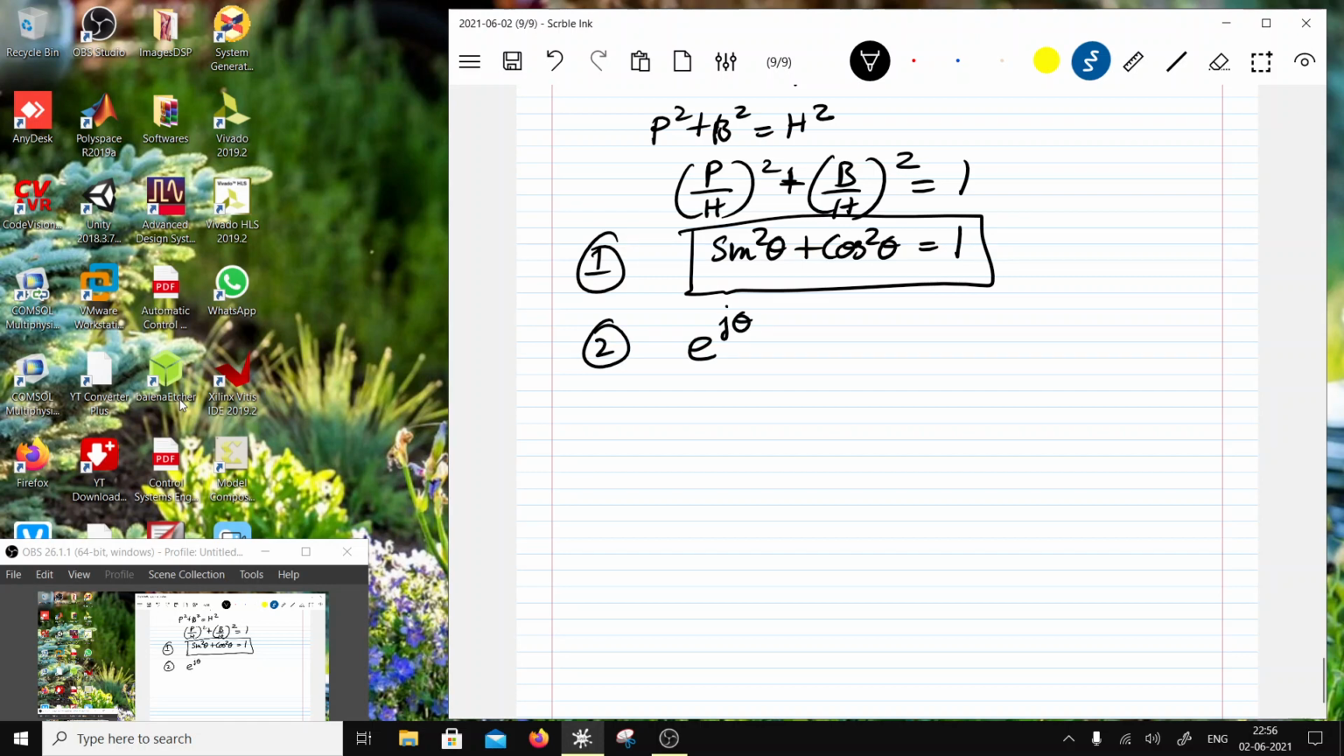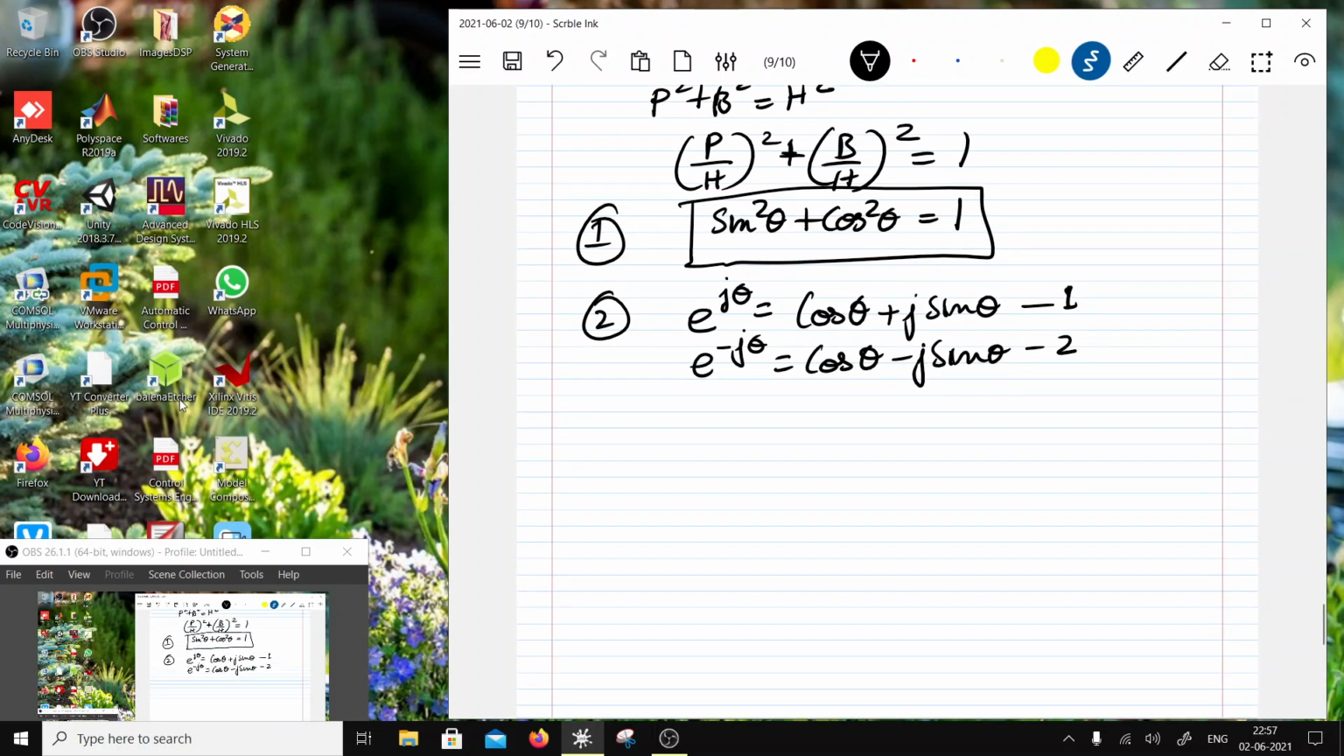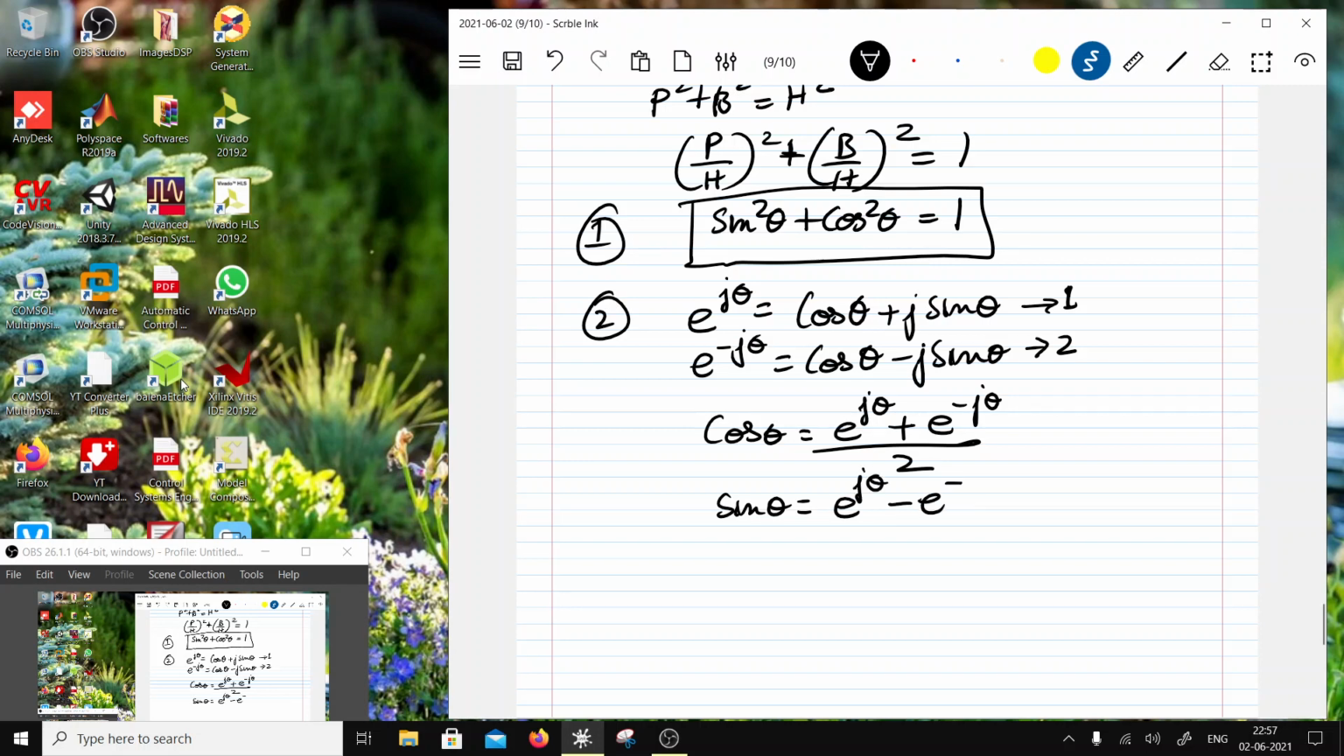I can say e raised to j theta can be written as cos theta plus j sine theta. Then e raised to minus j theta can be written as cos theta minus j sine theta. So using these two equations, I can also write cos theta is equal to e raised to j theta plus e raised to minus j theta by 2, and then sine theta is equal to e raised to j theta minus e raised to minus j theta divided by twice of j.